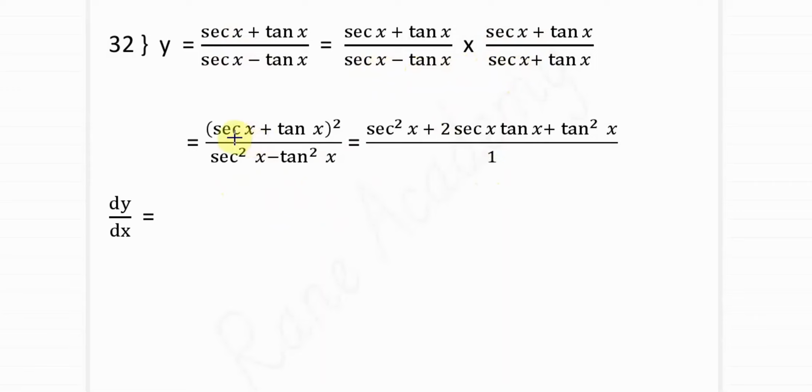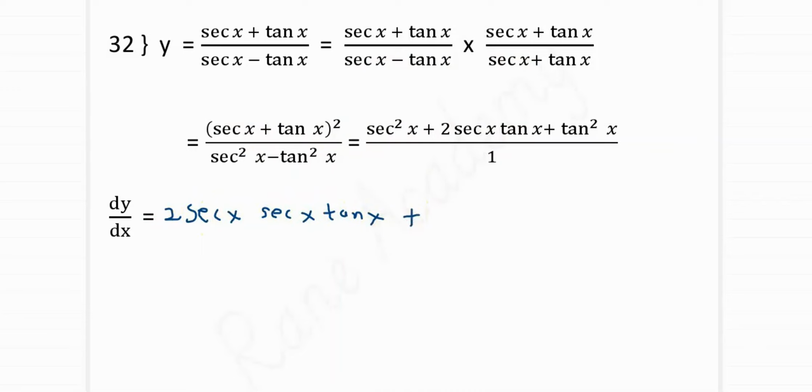Now in the numerator we have sec x plus tan x whole square, that is a plus b whole square. We have a square plus 2ab plus b square. Now we differentiate each term. Derivative of sec square x, it is a power function, so we have 2 sec x, power get reduced by 1, and the innermost function is sec x, whose derivative is sec x tan x. So we have differentiated the first function, that is sec square x. Now let us come to the second function. The second function is 2 sec x tan x.